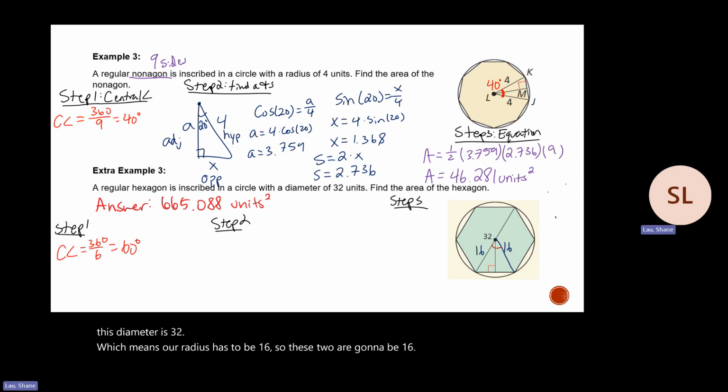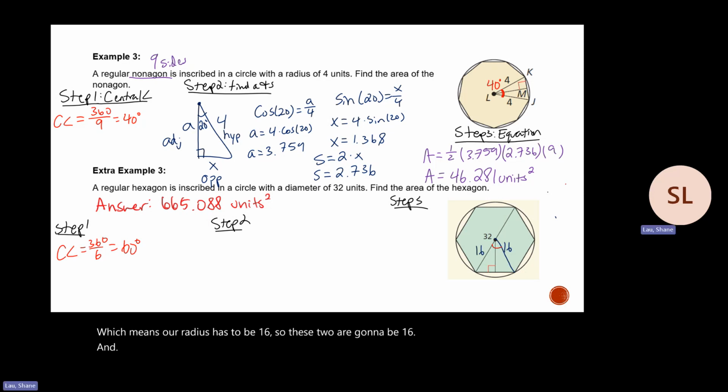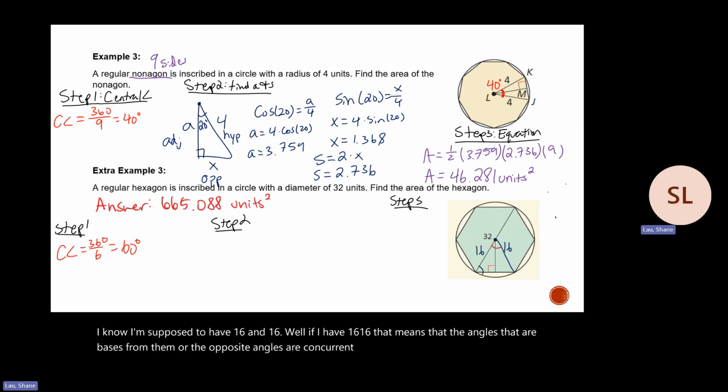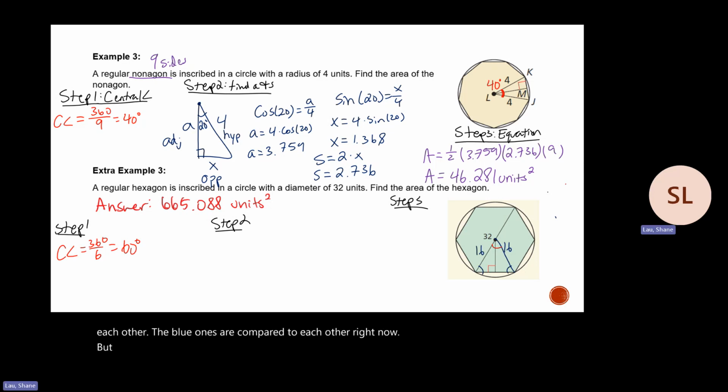And I know I'm supposed to have an isosceles triangle. Right? I know I'm supposed to have 16 and 16. Well, if I have 16 and 16, that means that the angles opposite them are congruent. The blue ones are congruent to each other right now. But if I subtract 60, which is my central angle, from 180, which is the measurement of all triangles, I get 120 left. But 120 divided by 2 is also 60.